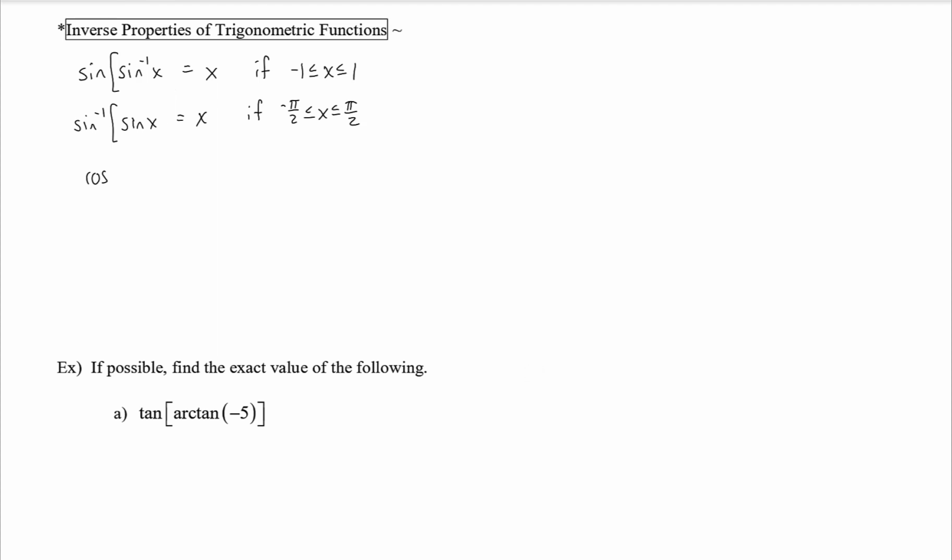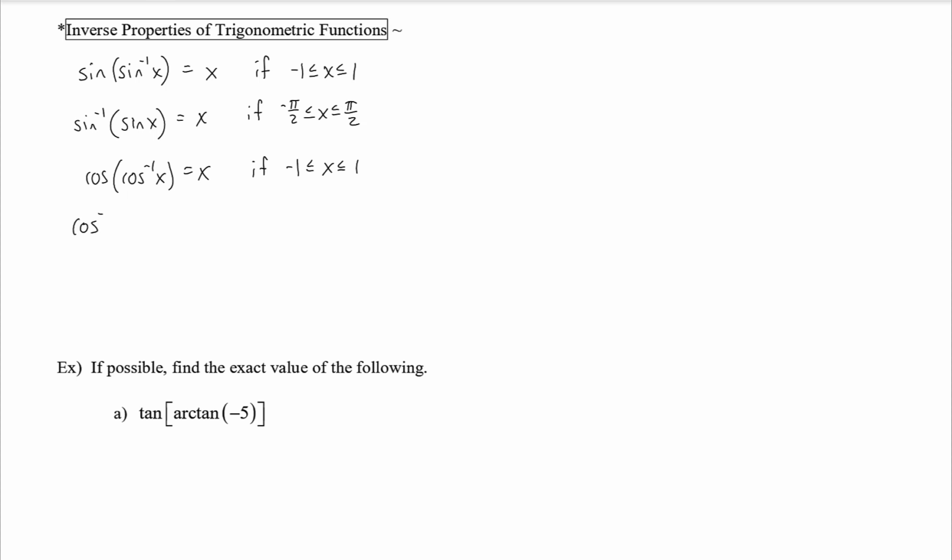Don't know why I used brackets. I guess there's no real need for those brackets. So what if I did cosine and then I input inverse cosine? Well, it should equal x. I mean, that's how inverses work. But we got to be careful. That's only if x is between -1 and 1, because that's the domain of inverse cosine.